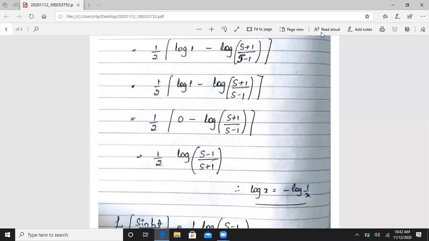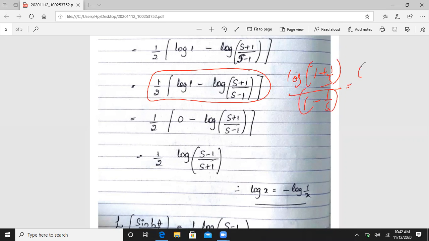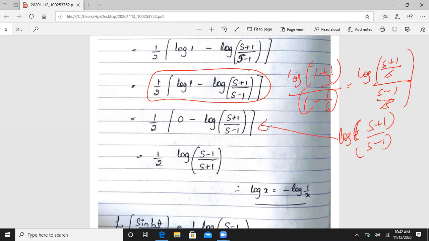Taking 1 plus 1 by s divided by 1 minus 1 by s, we get log of s plus 1 by s divided by s minus 1 by s. Here s gets cancelled, so the answer is the same: log of s plus 1 divided by s minus 1. And the log of 1 value is 0, so the remaining term is log of s plus 1 divided by s minus 1 as it is.